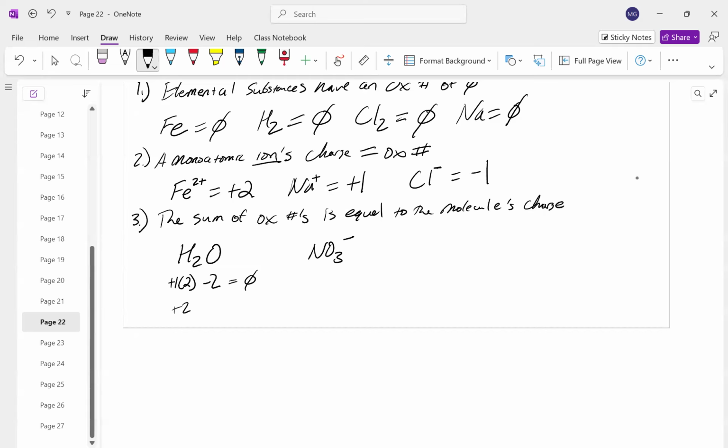Now, how about the nitrate ion? Again, just kind of go with me. Assume oxygen is -2 here. And I got 3 oxygens. For this to add up to -1, why is it adding up to -1? Because that's what the charge is on nitrate. Nitrogen must have a +5 oxidation state.